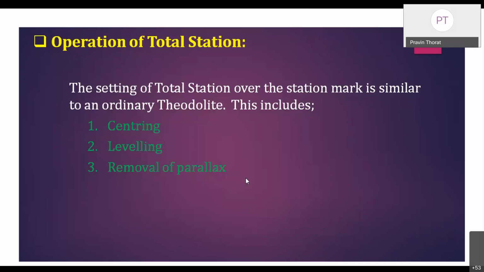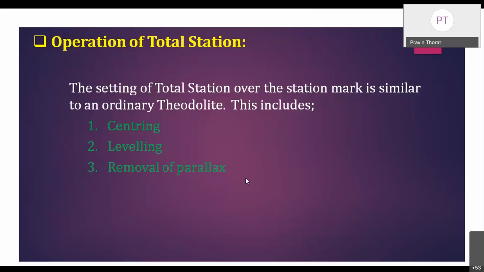The setting of a total station over the station mark is similar to an ordinary theodolite. This includes centering, leveling, and removal of parallax. These are the three activities to be done for maintaining the three axes. We know that there are axes provided in the theodolite or total station, like the vertical axis, the horizontal axis, and the axis of the line of collimation, which is also called the line of sight.